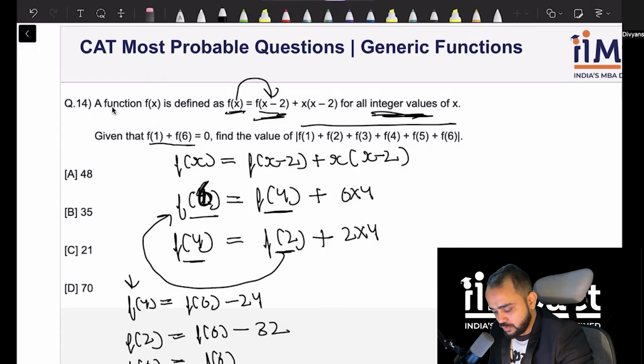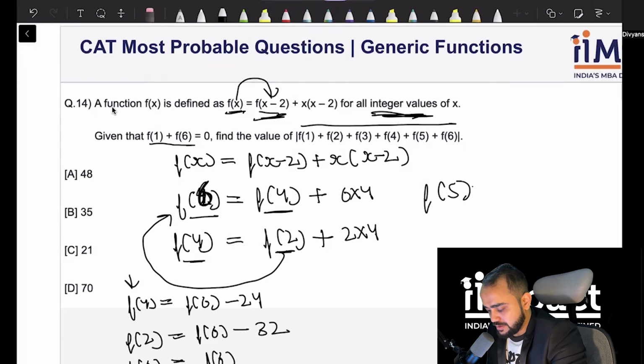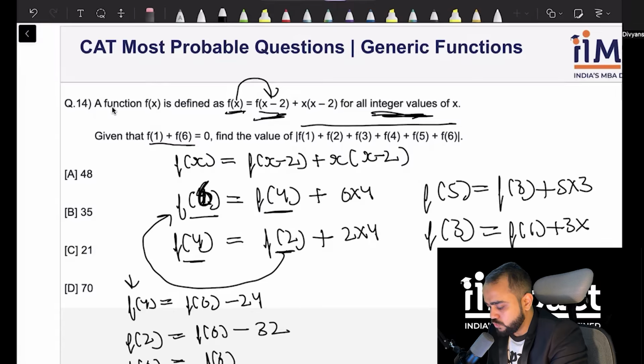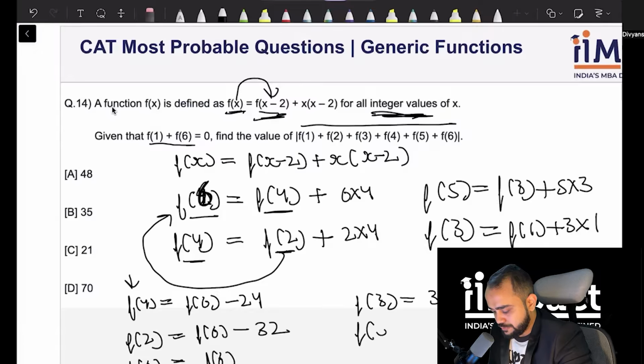So what will be the series for the odd ones? I'll have f of 5 is equal to f of 3 plus 5 into 3, and I'll have f of 3 is equal to f of 1 plus 3 into 1. So from here, I have f of 3 as 3 plus f of 1, and I have f of 5 as 15 plus f of 3, which will mean 15 plus 3 plus f of 1, which means 18 plus f of 1, and f of 1 is equal to f of 1.